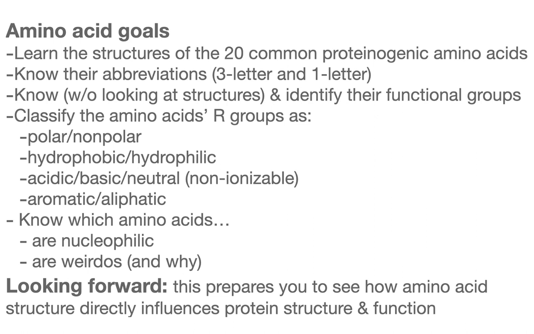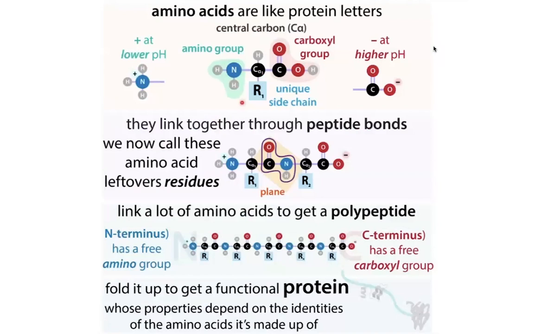So why? All of this is going to prepare you to see how the amino acid structure directly influences the protein structure and function. Basically, these amino acids are all going to link together through these amide bonds we call peptide bonds. And then we'll talk about the remainder, the residue. So when these amino acids are incorporated into a chain, what we used to call an amino acid, we now call a residue. You get this long chain of amino acids, and that's going to fold up to make a protein.